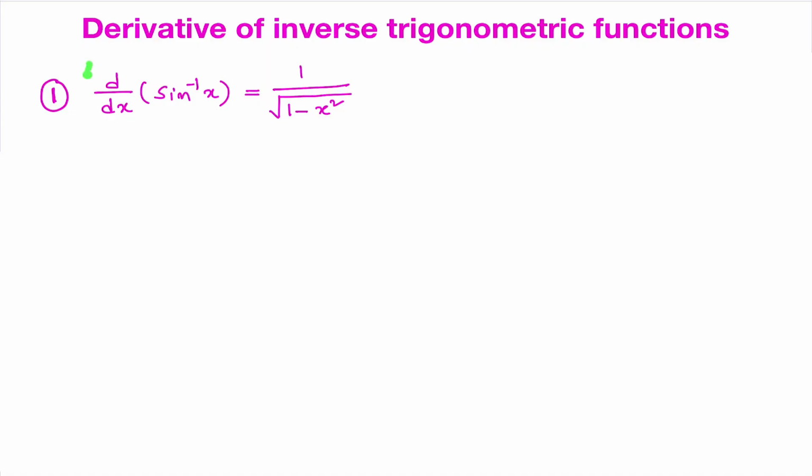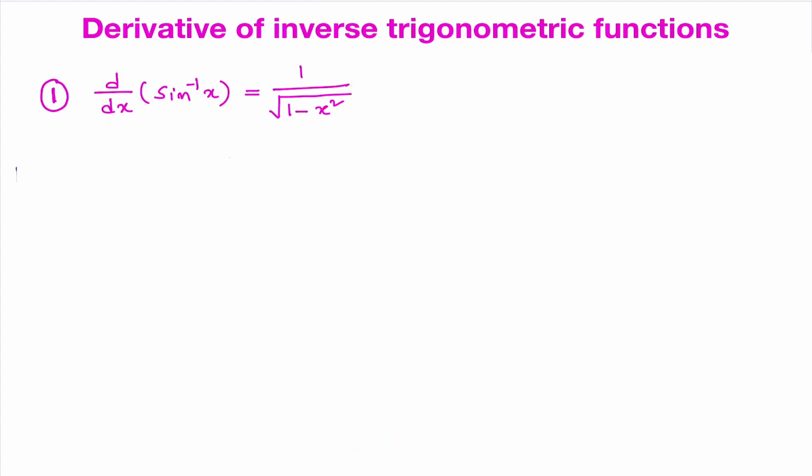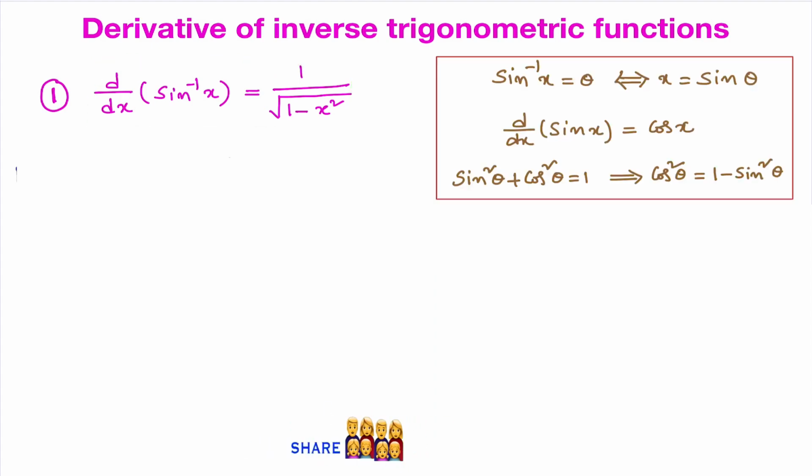You observe this one. D by dx of sine inverse of x is 1 divided by square root of 1 minus x square. This we learned as a formula in the first class only. But in this class, we are going to learn proofs of all derivatives of inverse trigonometric functions. To understand this proof, you need to know three formulas. Let's see our formula box. To do this proof, you need to know three formulas.